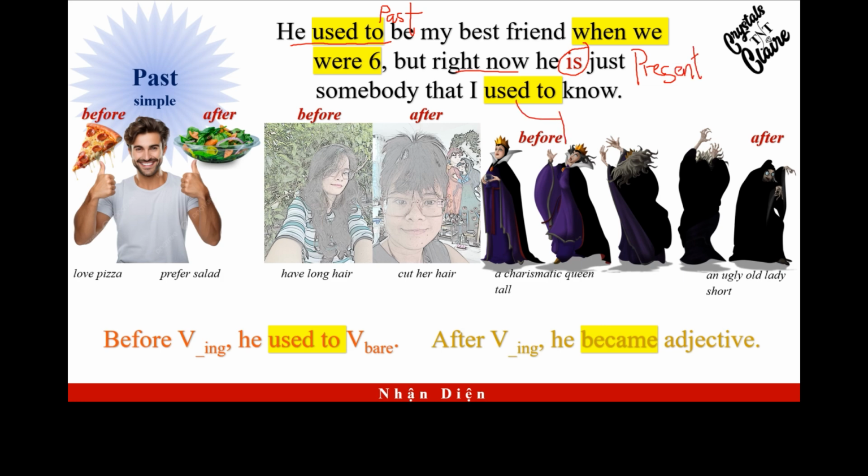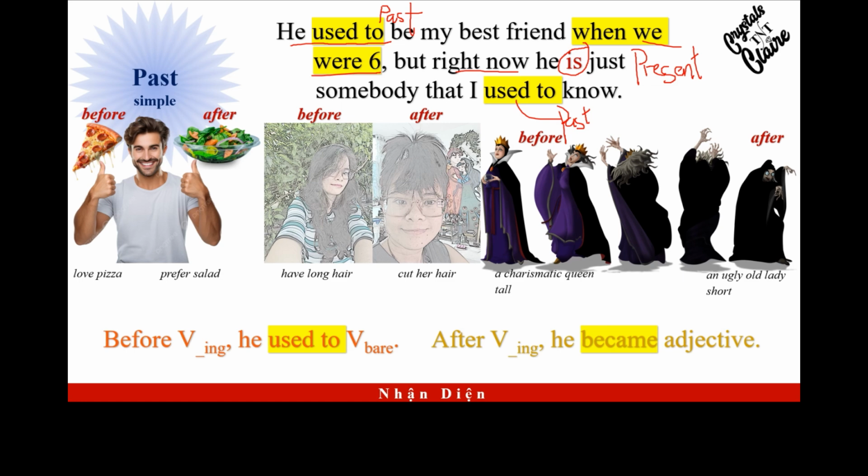Okay, and this one is past also. Okay, past tense. He used to be my best friend when we were 6. Yes, when we were 6 is the time in the past, and it's finished already. Now you are 30 already. Okay, right now he is just somebody that I used to know.